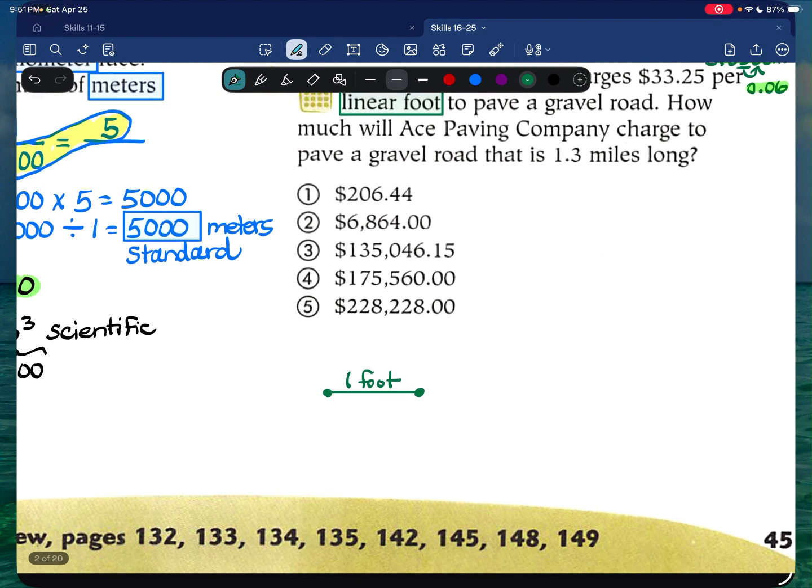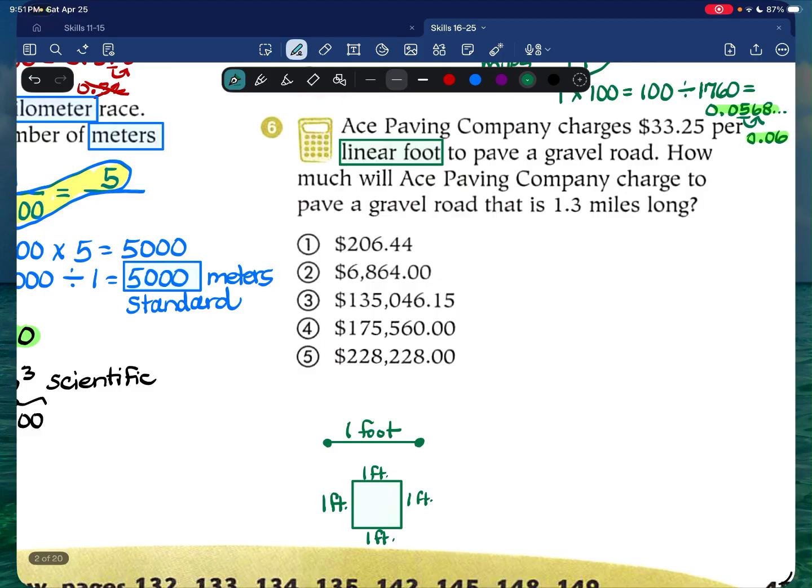You would contrast that to a square foot, where a square that has a side of 1 foot has 1 foot all around. So linear means that it's in a line. Square would mean that it's in a square. But we're looking at a linear foot. So they charge $33.25 to pave 1 linear foot. How much will they charge to pave a gravel road that is 1.3 miles long?